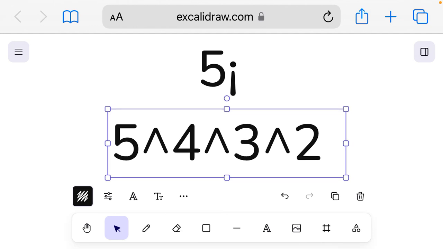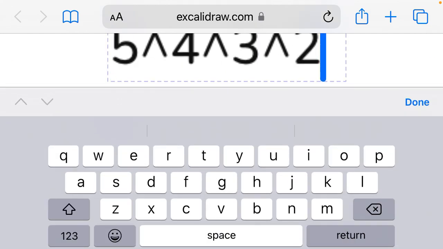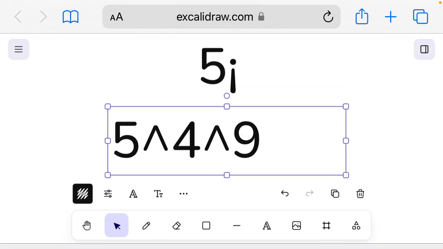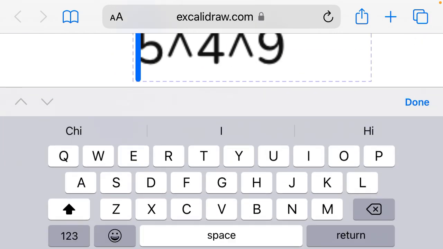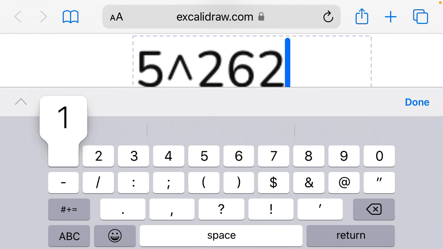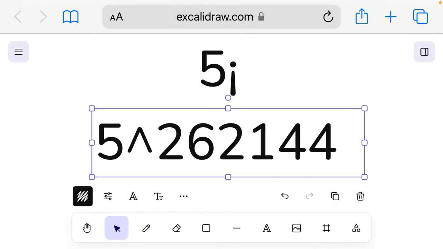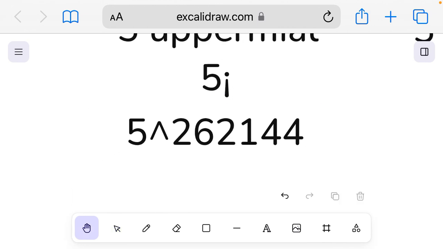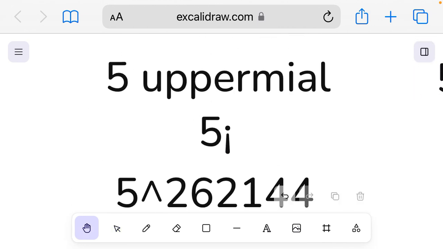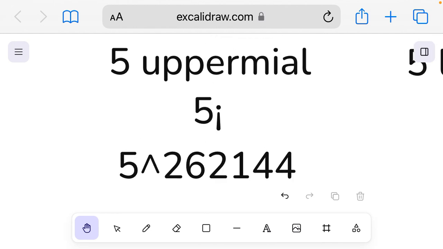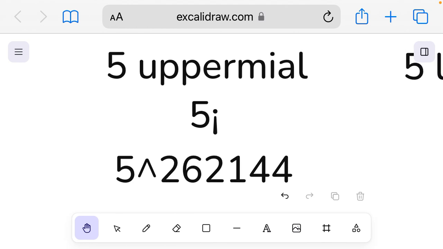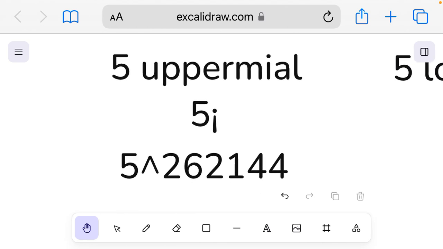And if you want to solve this, all you do is start from the right side. So 3 to the power 2, or 3 squared, is 9. And then 4 to the power 9 equals this number. And then 5 to the power of this number just gives us a very large number, which I don't know what number it is. Yeah, upperals can give us very large numbers very fast. This is why upperal is generally not recommended, due to calculators having overflow errors.